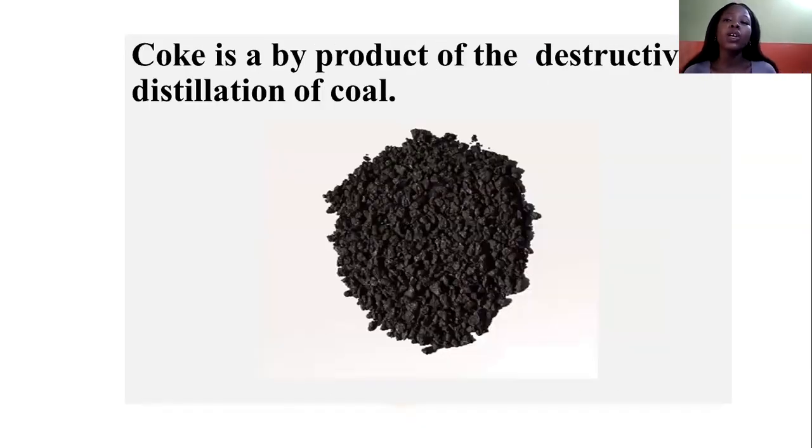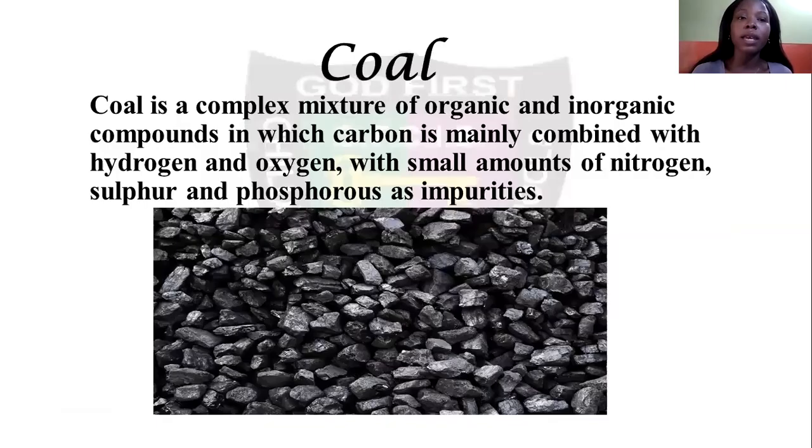Next one is coke. Now, coke is one of the products of the destructive distillation of coal. Let's quickly look at coal, then we'll come back to talk about coke. Coal itself is a mixture of organic and inorganic compounds, which is made up of carbon compounds combined with hydrogen and oxygen, and then you have little impurities of nitrogen, sulfur, and phosphorus in the carbon. If you look at this structure, this is the way coal looks. And in Nigeria, coal is found in large quantities in Enugu State.